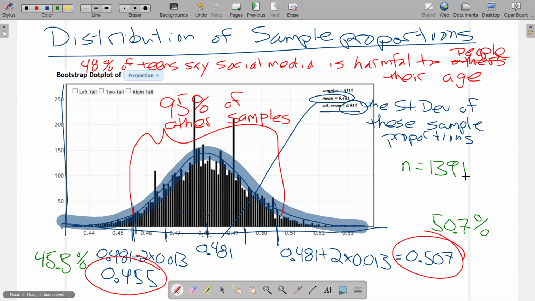So this is probably a good study. The sample is likely representative of all teens in the United States, but because of sampling variability, the population proportion is probably not exactly 48%, but it's somewhere in that range. More likely, it's between 45.5% and 50.7%, somewhere in there. Could I be wrong on that too? Yeah, I could be wrong on that too. The actual population could be slightly outside of that, but it's probably not going to be too far from that.